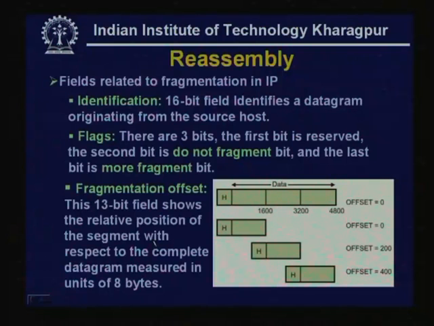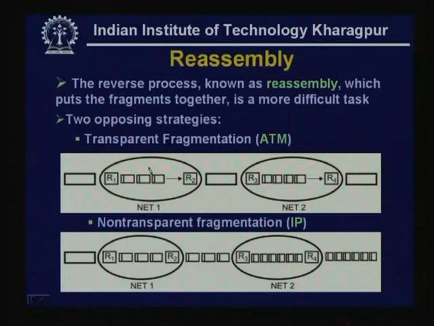Reassembly is performed in IP with the help of three fields: identification, flags and fragmentation offset. But before I do that, let me explain in general how reassembly can be performed. It can be done using two different approaches. The first one is known as transparent fragmentation. In this case, the gateway router which receives the packet breaks it up as it passes through the network with the maximum size. Then when it reaches the exit gateway or exit router, it is reassembled. So, within the network it is fragmented, but as it comes out, it comes out as the original packet, reassembled by the exit router.